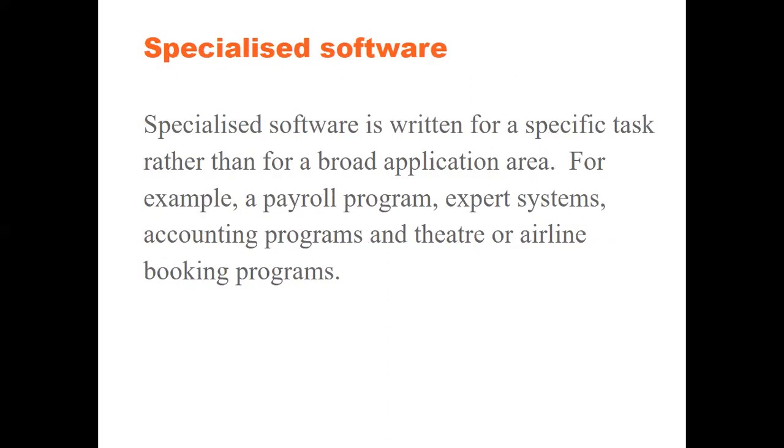Other examples of specialized software include expert systems. Expert systems are those kinds of systems that can make decisions. For example, I think these days there are expert systems that can do predictions. There are people who do predictions in sports, for example. They can predict weather. All those are expert systems.